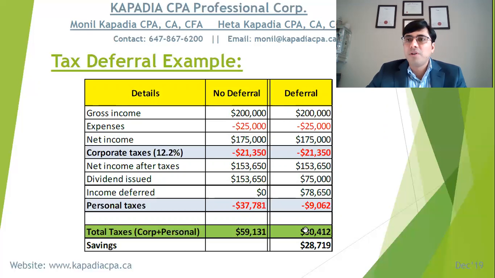So it's a very wonderful tool to defer the taxes into future years so that you can save today, invest today, and then reap the benefits through cumulative investing throughout the years.